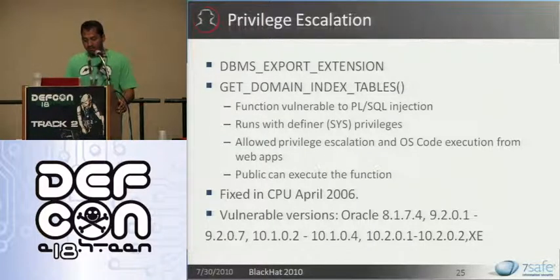So it allows privilege escalation and OS code execution from web apps. Public can execute this function. This flaw is fairly old now. It was fixed in the CPU of April 2006, and these are the vulnerable versions.